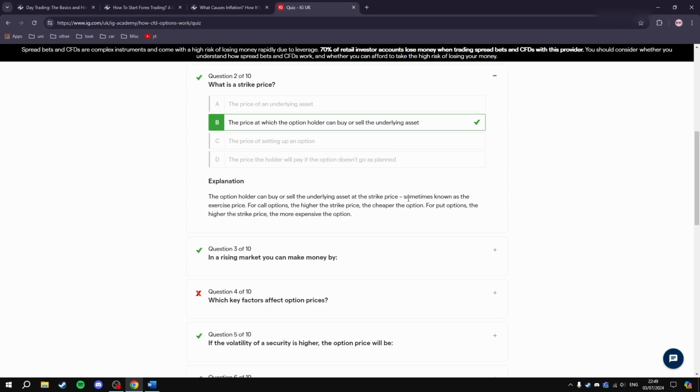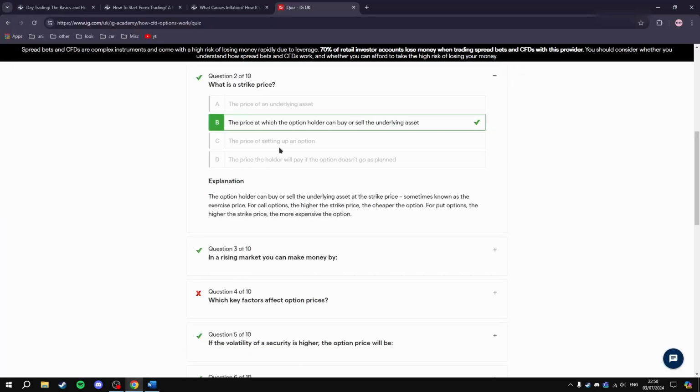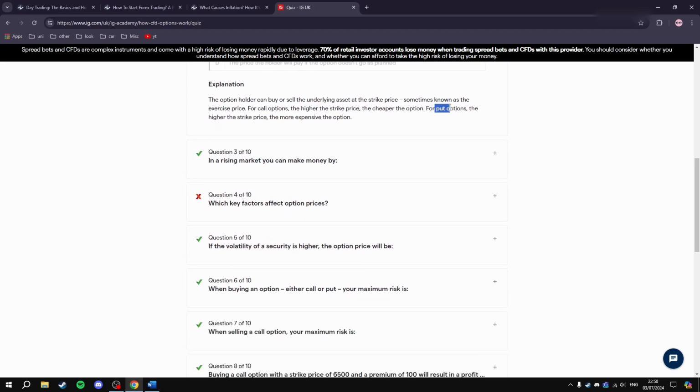For a put option, the higher the strike price, the more expensive the option. Put option buyers believe the asset price will fall. The higher the strike price, the more expensive the option. Why is it more expensive? Okay. Yeah, I don't know, to be honest.